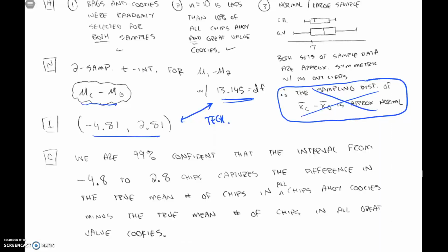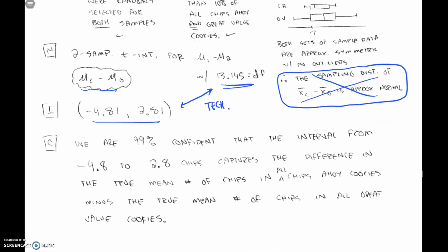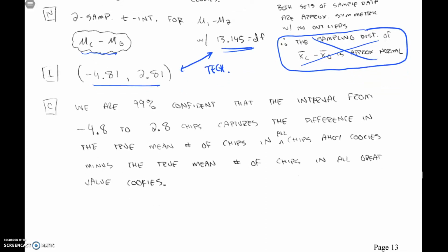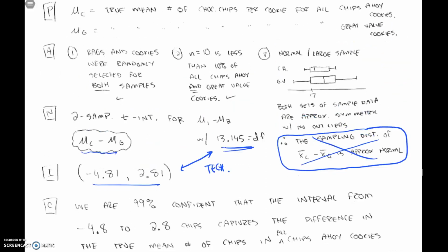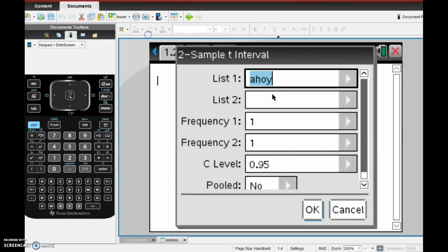List 1. So this is where you decide which order you're going to put them in. I'm going to put the Chips Ahoy first and the Great Value second. Why? I always like to put the one that I think is bigger. Chips Ahoy is the name brand, so I would think they would have more chocolate chips than the Great Value. I don't think that's the case here, but that's why I did it that way. It doesn't matter which way you do it. You just have to make sure in your conclusion that you word it correctly. So I'm going to go Great Value. No, I'm not. Chips Ahoy minus Great Value.